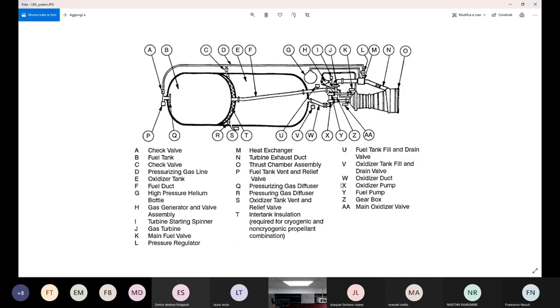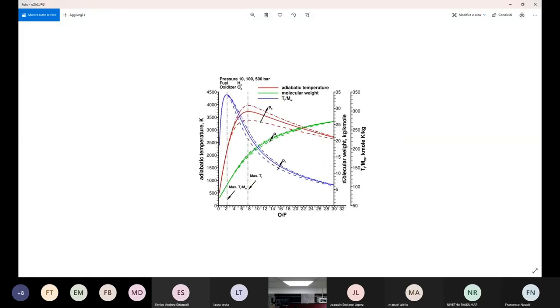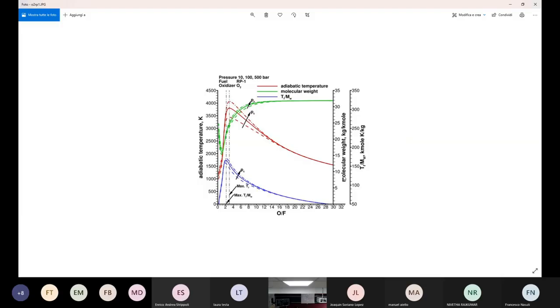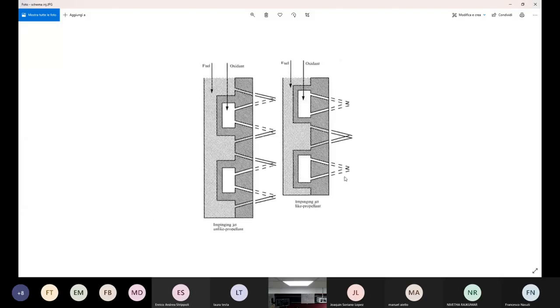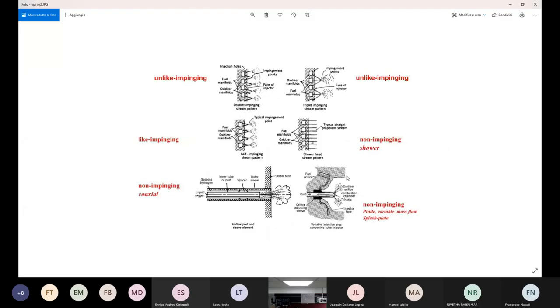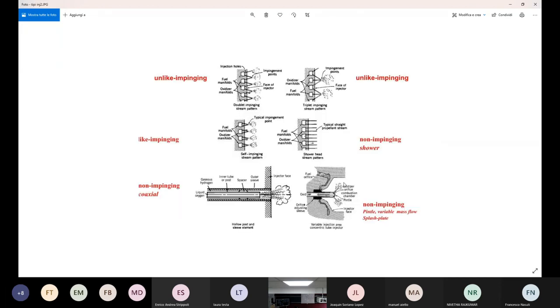Then let me find something that I wanted to show at this point. I have things mixed, but I don't want to exit from this program. So let me select. Okay, it's a random presentation at this point.